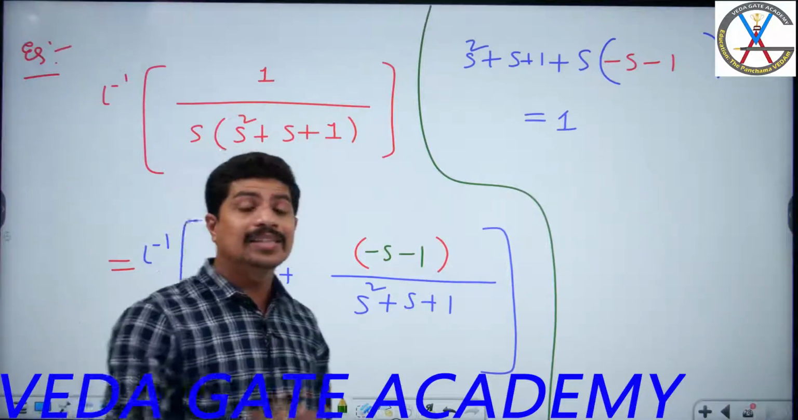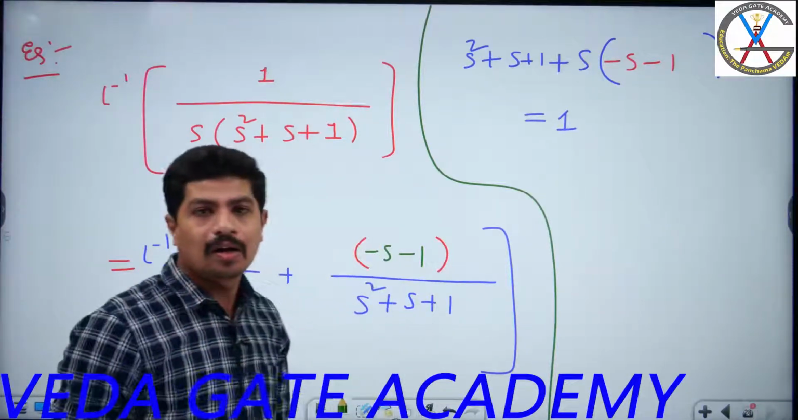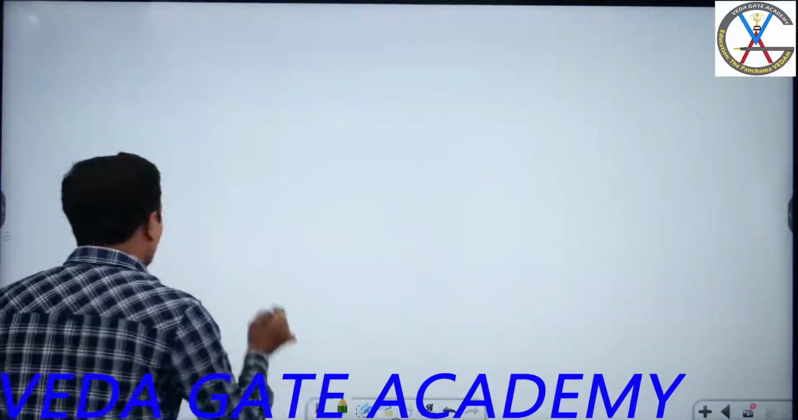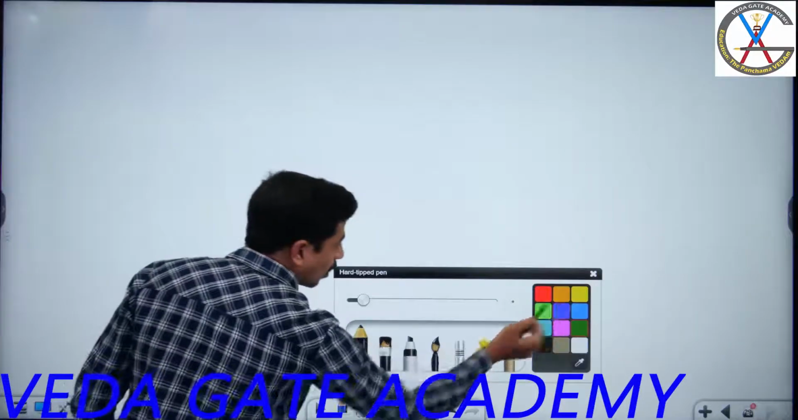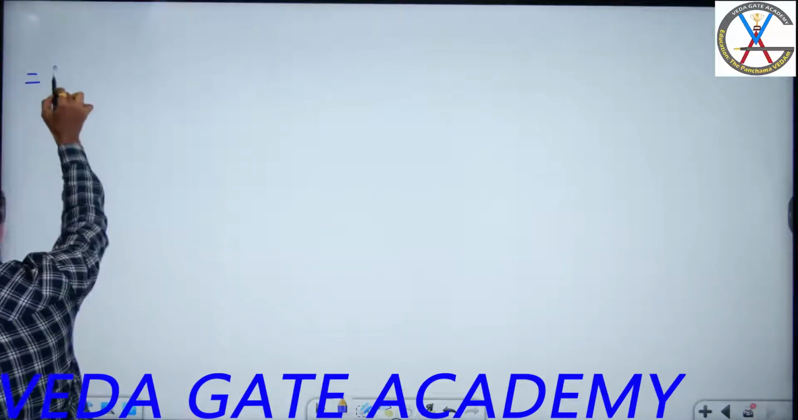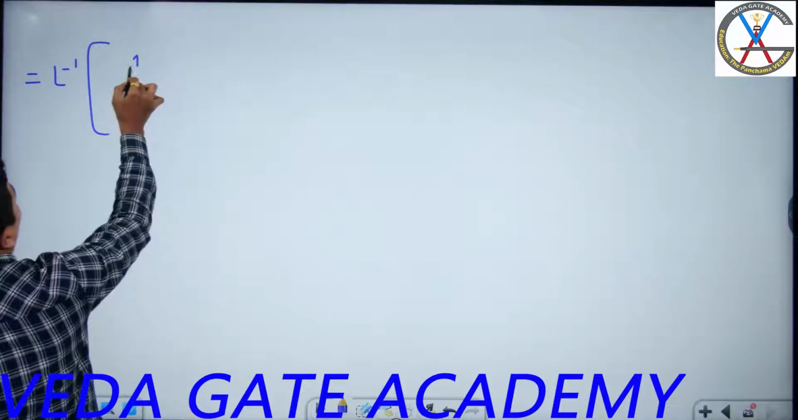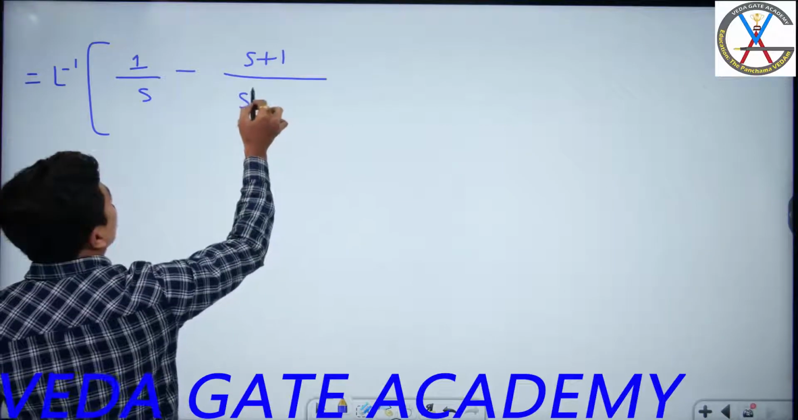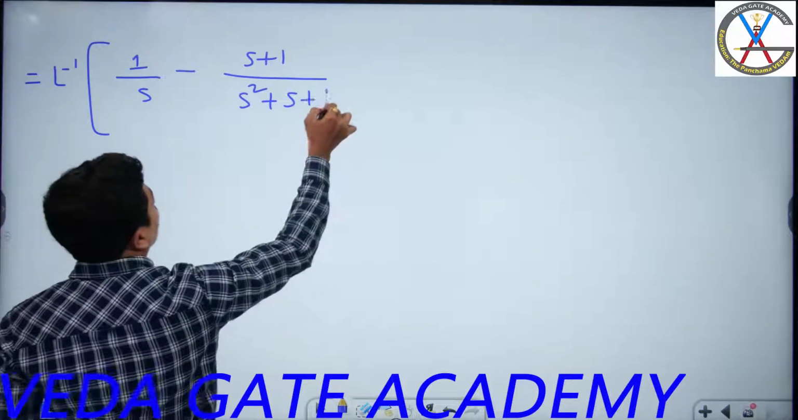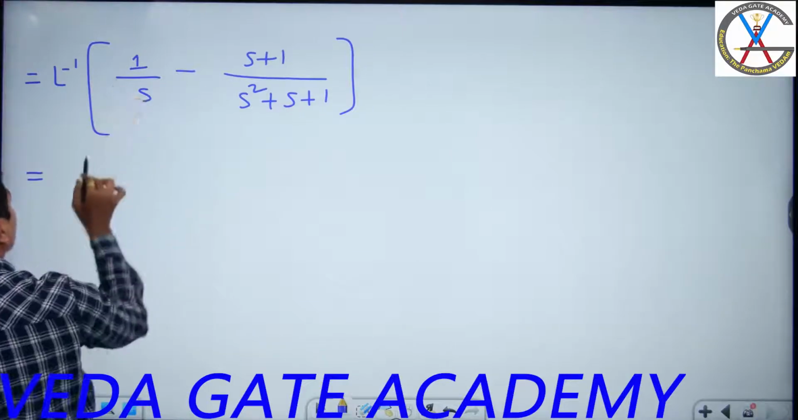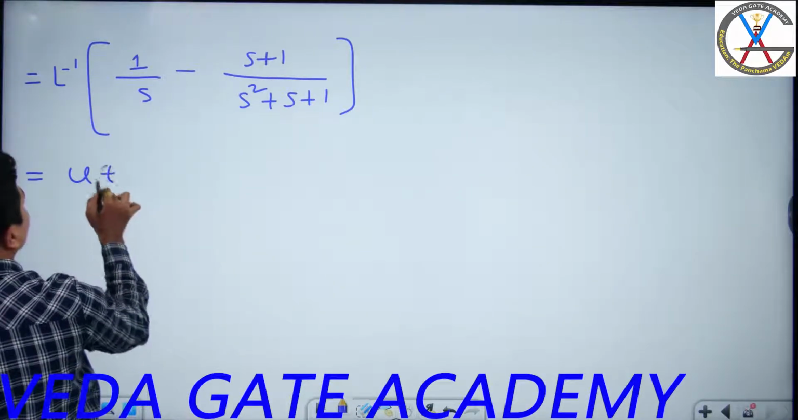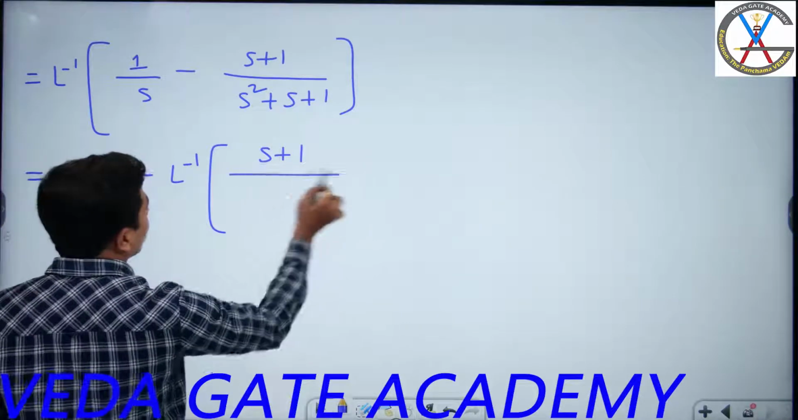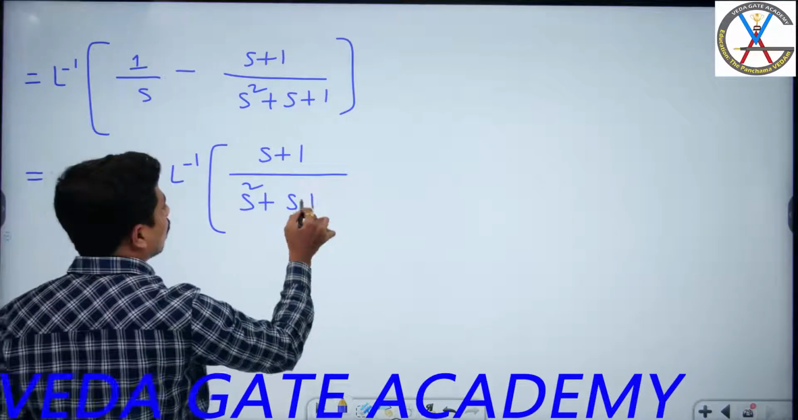This method is called the direct inspection method. What is its name? Direct inspection method. What we got is like this: L inverse of 1 by s minus, taking minus common, s plus 1 by s square plus s plus 1. Now we got this Laplace transform easily. That is u of t minus inverse Laplace transform of s plus 1 by s square plus s plus 1.